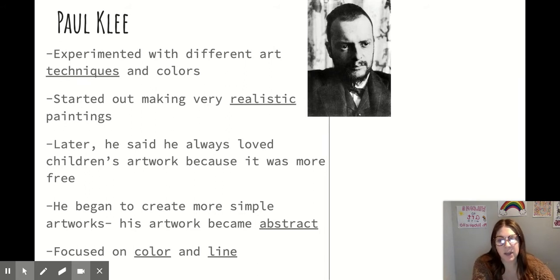And it inspired him to create work that is more abstract. Abstract art is art that does not look like things that we see in real life. He focused on shape and line and color. And let's look at some examples together.